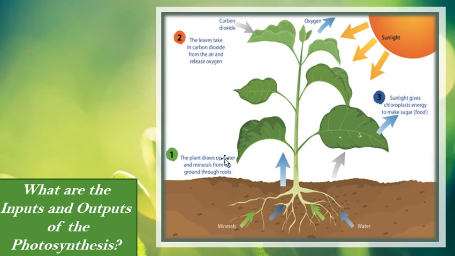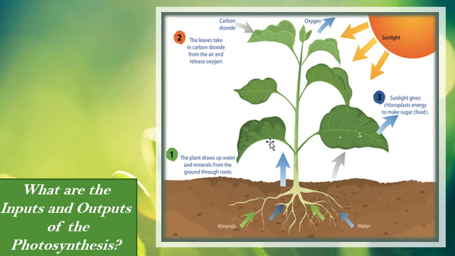The plant draws up water and minerals from the ground through the roots. So these are the roots of the plants, right? Then it is in the soil. So in the soil, there are minerals or nutrients and also water, which is absorbed by the roots of the plants and then distributed to the different parts of the plant. So that is the role of the roots.